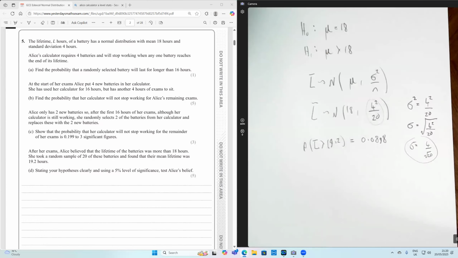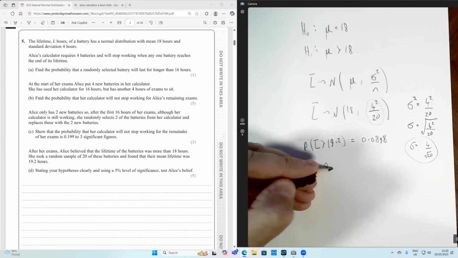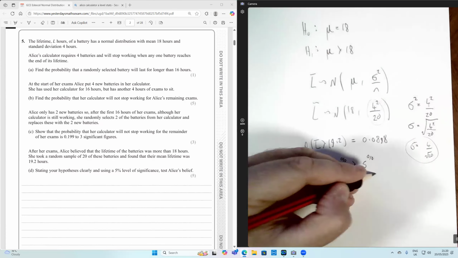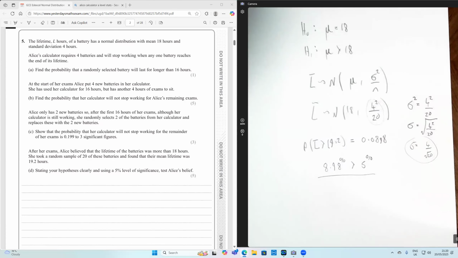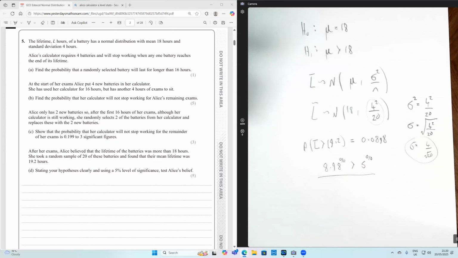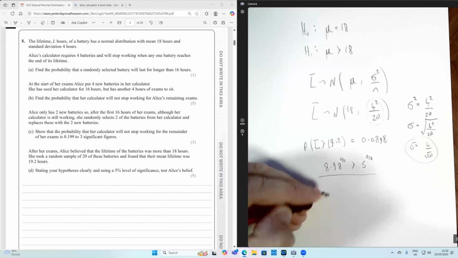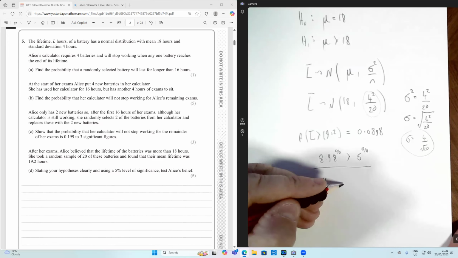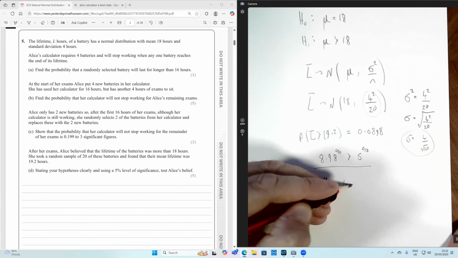Okay, so now it's time for us to compare this with our significance level. We've got a one-tailed test, so we're comparing it with 5%. This is 8.98%. This is greater than 5%. Now, this is the bit where students very often get a little bit confused. But what this means is, as this figure is greater than 5%, it means that we are not in the critical region. Okay. And if we're not in the critical region, it means that we're going to keep H0. So if I write down, we're going to keep H0. Or we could say that there is insufficient evidence to reject H0.